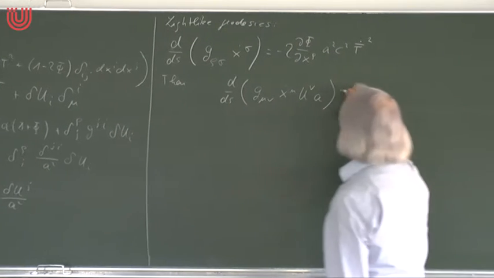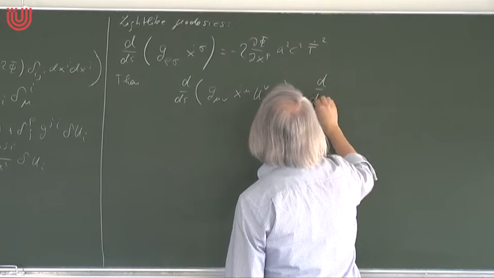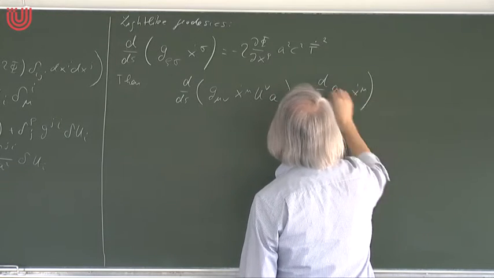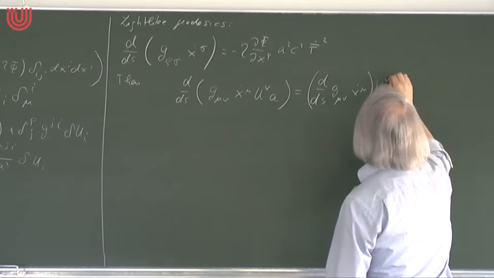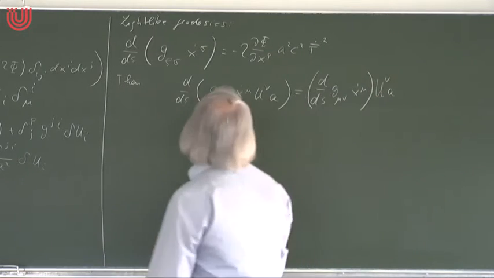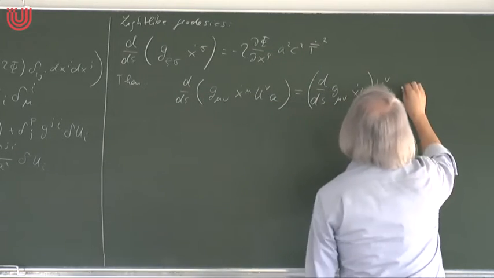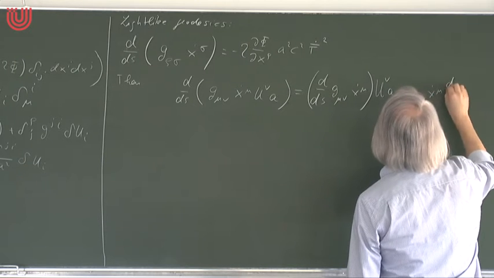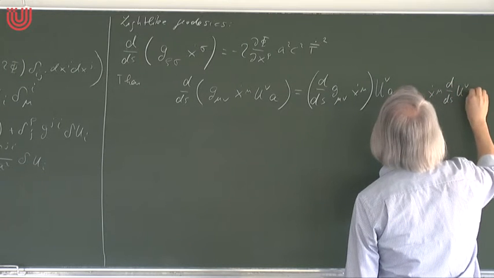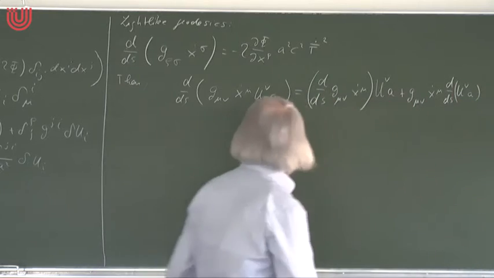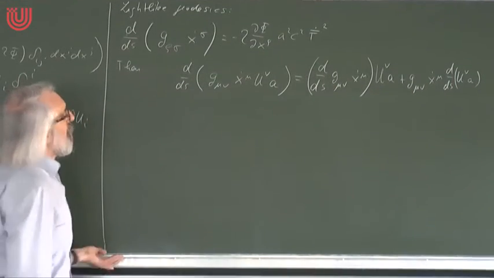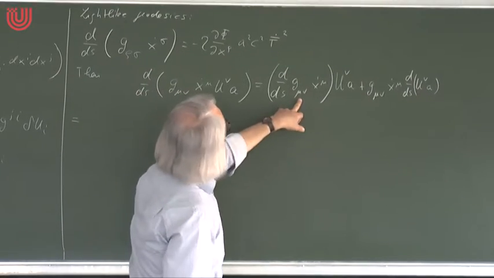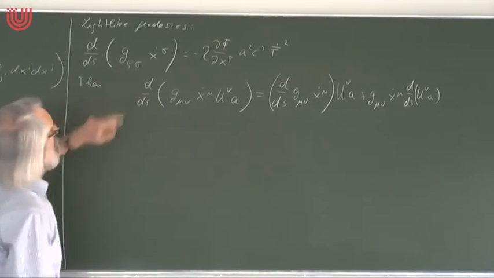So I do this, of course, with the product rule. So this is d by ds g mu nu x mu dot times u nu a. Now let me continue here. Plus g mu nu x mu dot and the time derivative of u nu a. So this is what I have here, where the index is now called mu. What was rho here is now a mu.